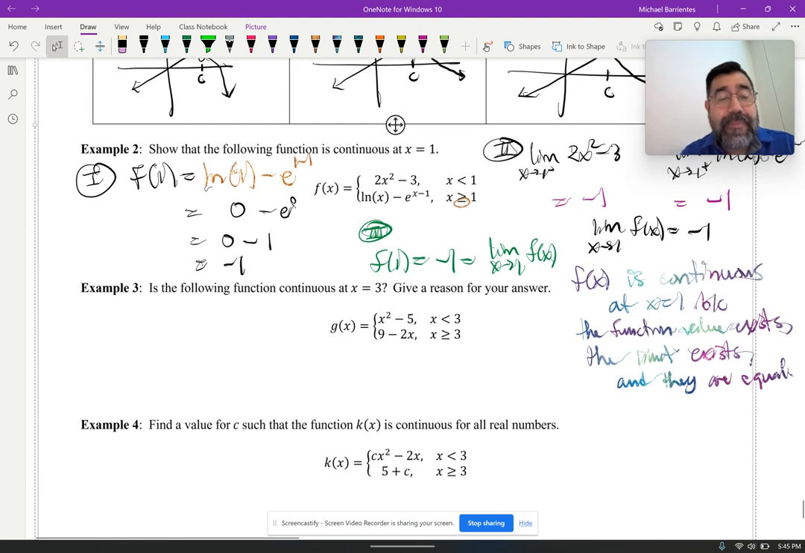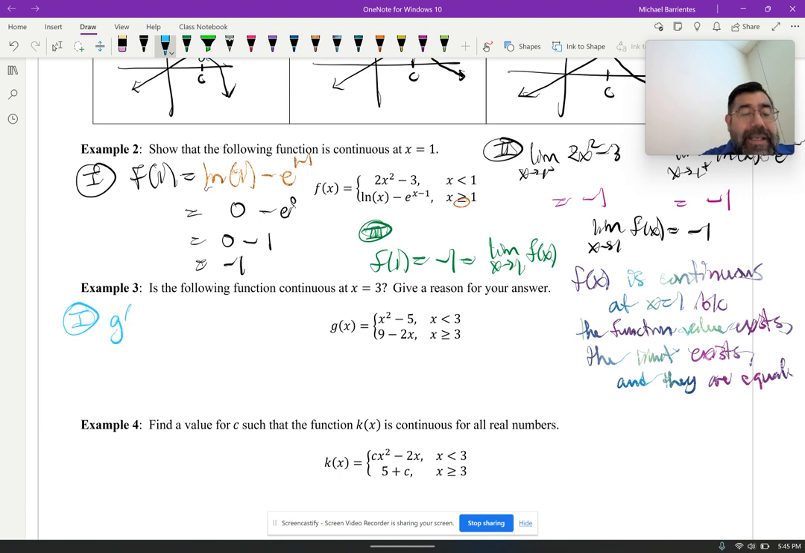Let's see. We're going to check step 1. Is there a y value at 3? Well, I see an equal sign, so that means I have to use this formula to figure it out. Let me just substitute the 3 right now. I'll get 9 minus whatever 2 times 3 is. Well, that's 6, so 9 minus 6 is 3. There is a y value. Check.